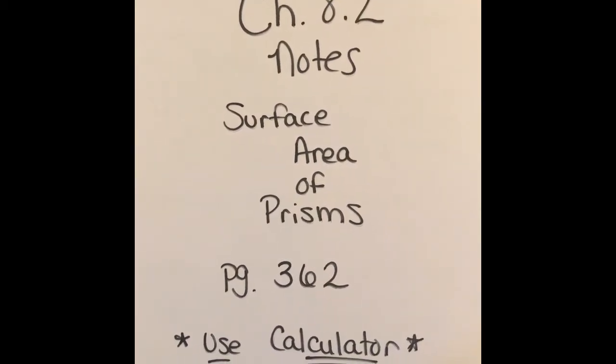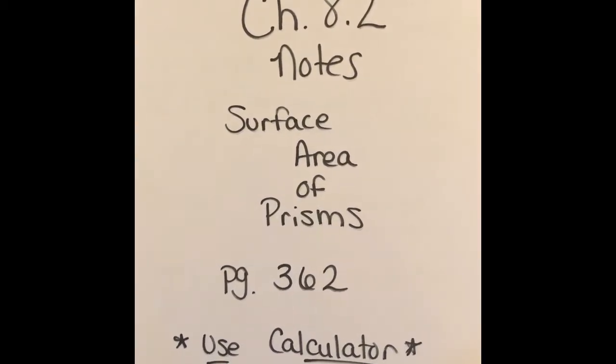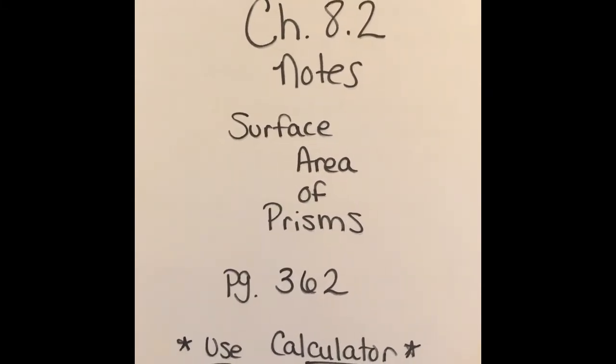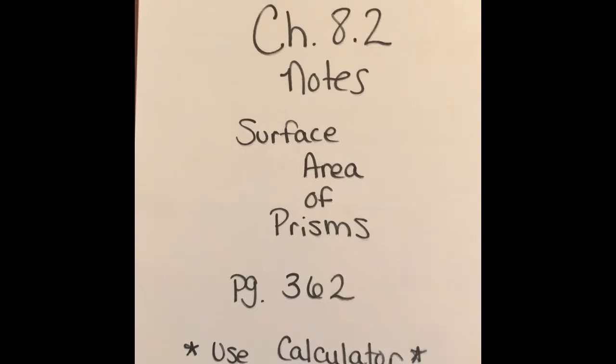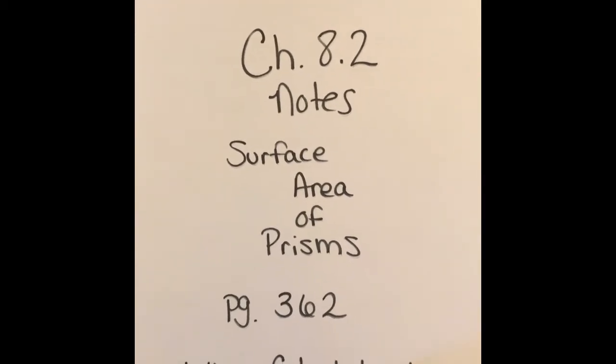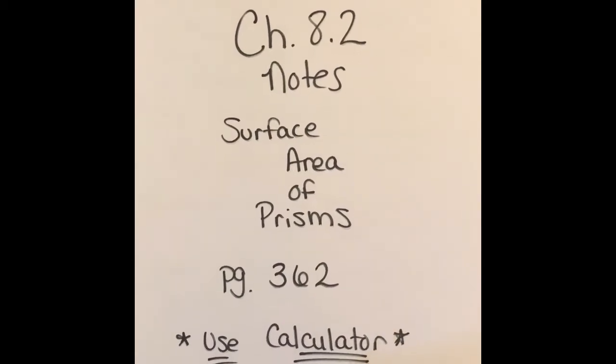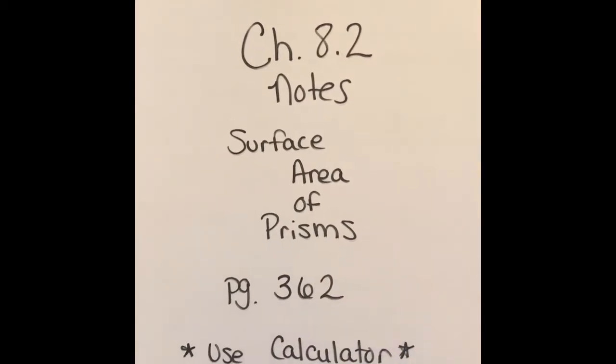Okay, we are starting chapter 8.2. It's on the surface area of prisms. You can follow along with me on page 362, and for this section, you can use a calculator. I encourage you to use a calculator. This is going to be surface area of three-dimensional boxes.